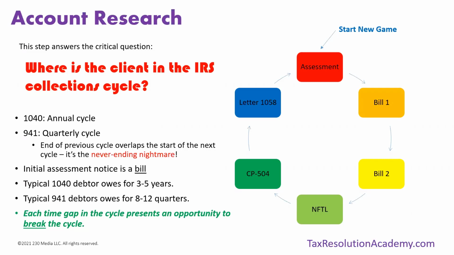The initial assessment notice that the IRS sends is a notice and demand for payment. And then that starts the cycle. Now, you probably already know that a lot of tax debtors have unfiled returns. There is some other business opportunity there for you in preparing those. The typical 1040 debtor owes for approximately 3 to 5 years worth of returns. The typical 941 debtor owes for approximately 8 to 12 quarters. And like I said, each gap in the cycle presents an opportunity for you to break the cycle.